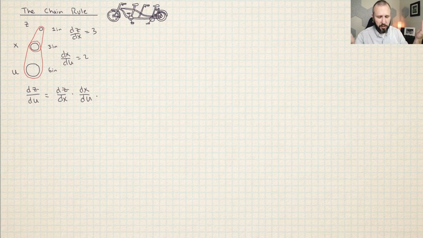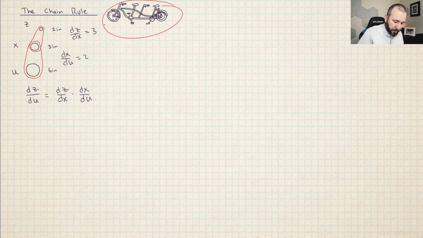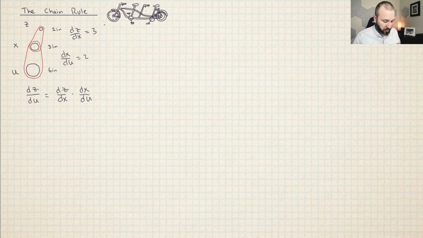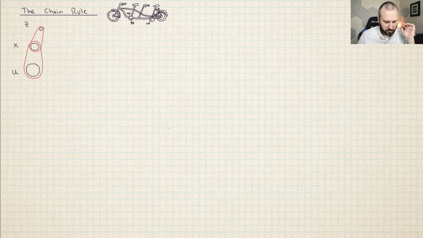And this seems all well and good. This is what you learned in Calc 1. But what this leaves out is what can happen when you're riding on a bicycle built for 2. What if Z depends on more than just the variables X and U? All right, I'm going to have to abandon my bicycle built for 2 analogy. I was trying really hard to make it work, but it just doesn't quite fit perfectly because there's 2 people.